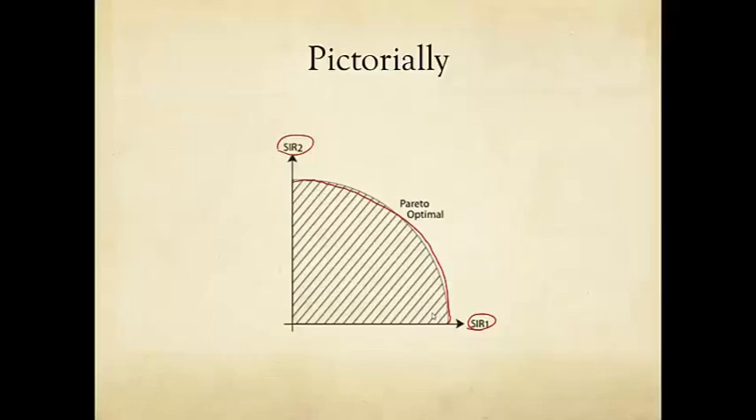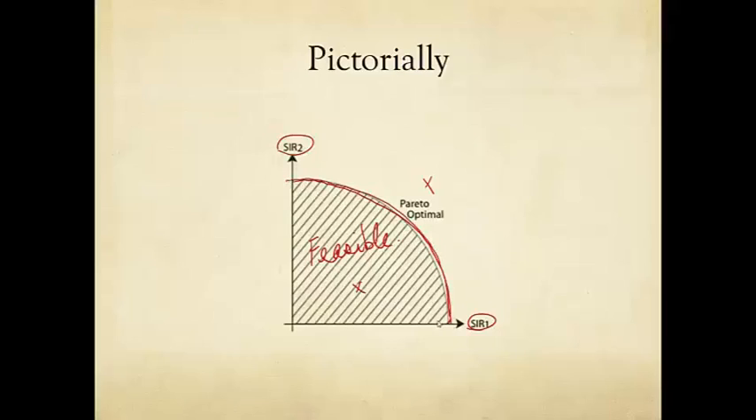Now, ideally, you want SIR for both users to be high. But as you know, because of interference, that is not possible. So let's just look at those SIR1, SIR2 values that are possible. And we call these the feasible SIR values. So any point inside this region is a feasible point.